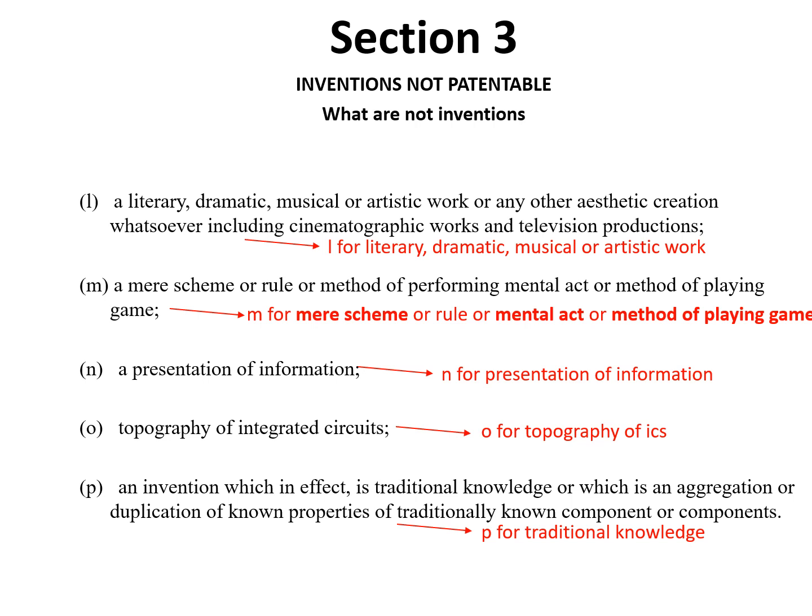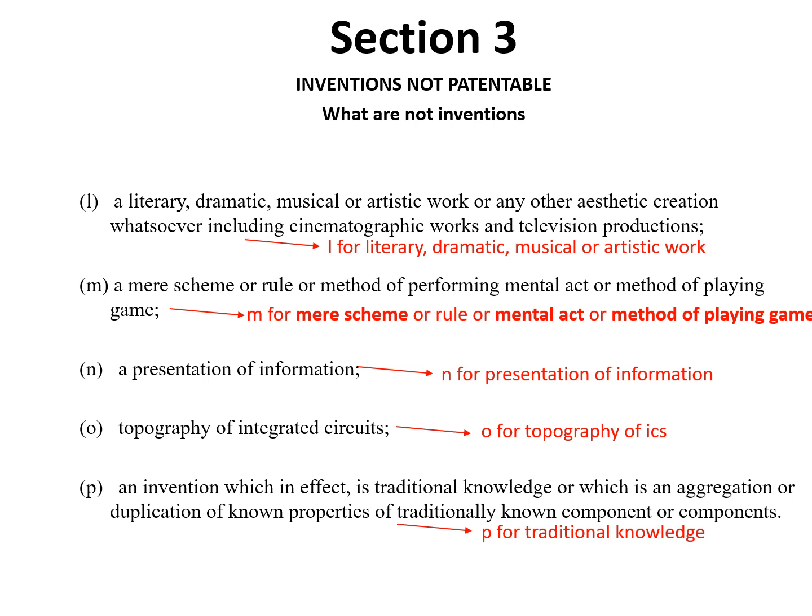O says that topography of integrated circuit. So you can memorize it as O for topography. The sounds are similar, so you can memorize it like that. Then 3P says that an invention which in effect is traditional knowledge, or which is an aggregation or duplication of known properties of traditionally known component or components. So traditional knowledge is not patentable under section 3P.